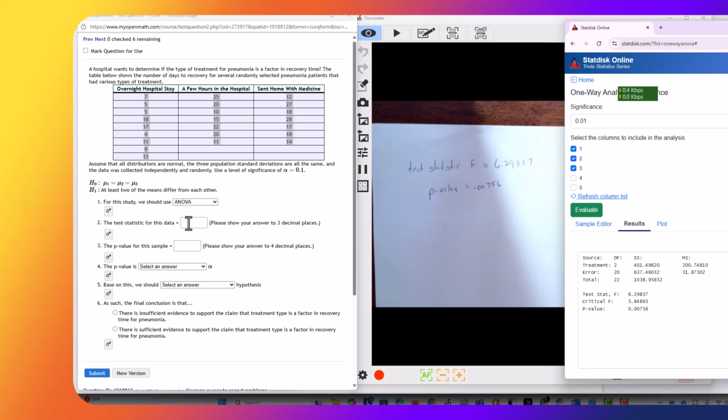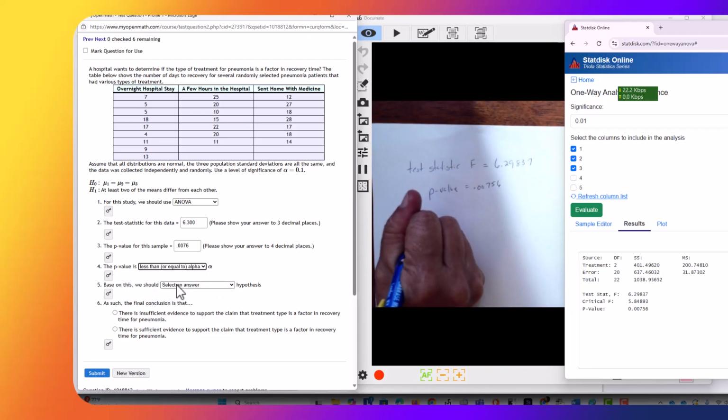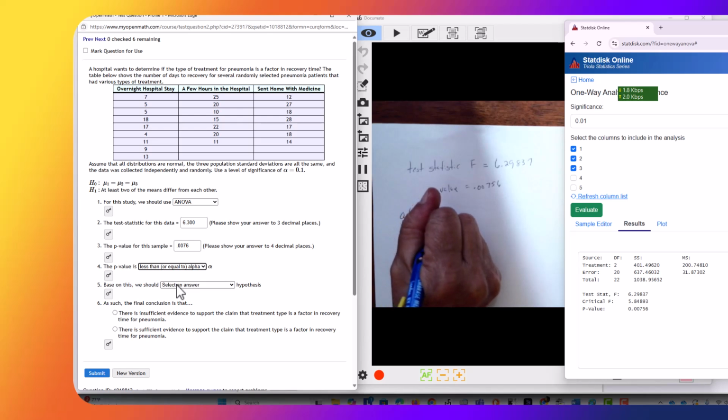So 3 decimal places here. The test statistic is 6.298, which rounds to 6.300. Might get by with simply 6.3, don't know. P-value 0.0076. Alpha 0.01, yeah.